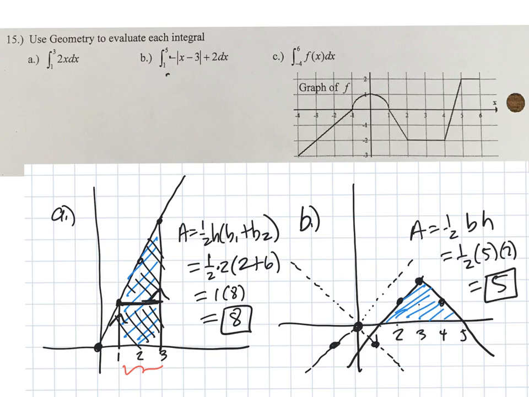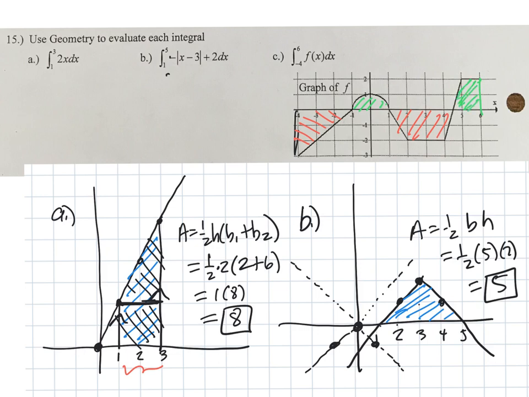All right. And then last but not least, letter C, we want the integral from -4 to 6 of this function. Remember, this is the graph of f this time, of f of x dx. So I'm going to draw the areas under the x-axis, I'm going to shade those in red. And then the areas above the x-axis, I'm going to shade those in green.